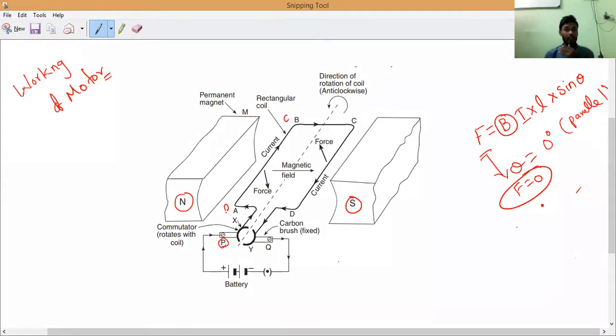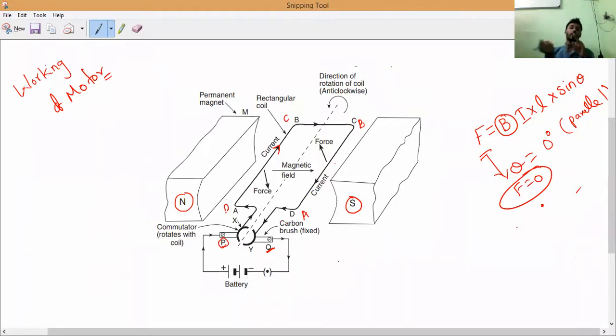Yes, sir. The magnetic field is not changing, but when the half rotation is made, if this is rotating, CD will come to here and AB will come to this position. So by the time, now the current on the CD will pass in the upward direction, because current is coming in through the carbon brush P and going out through the carbon brush Q. So whoever will touch the carbon brush P, current will go upwards. Whoever will touch the carbon brush Q, the current will go outside.